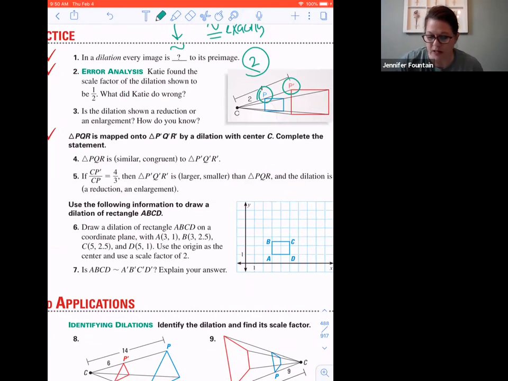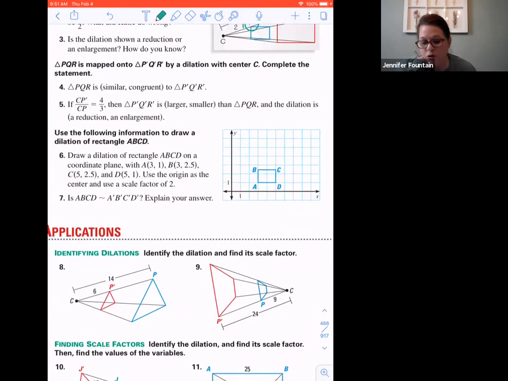All right, the next one says triangle PQR is mapped onto triangle P prime Q prime R prime by a dilation with the center C. Complete the statement. So it says triangle PQR, is it going to be similar to or congruent to P prime, Q prime, R prime? If we have a dilation, remember, the only thing that's going to change is going to be my size, so it's going to be similar. It's not going to be congruent because my sizes are not the same.